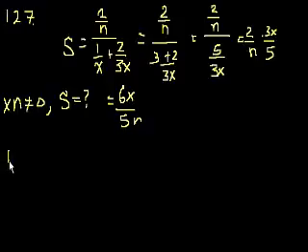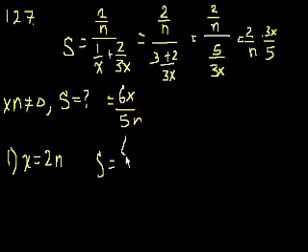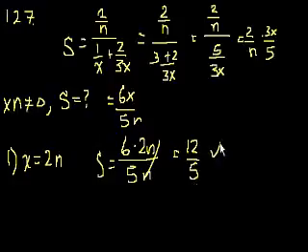So statement 1 tells us x is equal to 2n. So if x is equal to 2n, let's just substitute that into this statement for s. So then s would be equal to 6 times x, which we know is equal to 2n, divided by 5n. The n's cancel out, so it equals 12 over 5. So statement 1 alone is sufficient to answer this question.